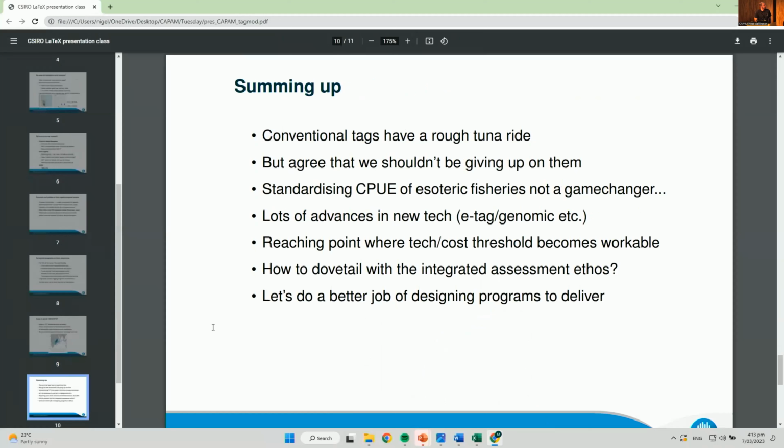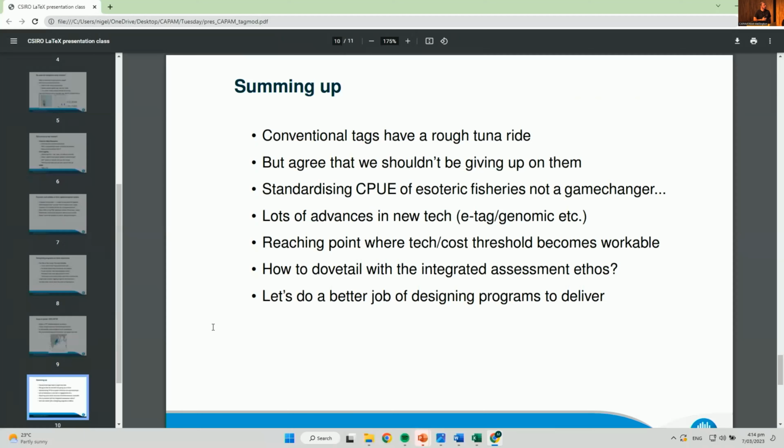So summing up, conventional tags, they've had a bit of a rough tuna ride. They showed a lot of promise, but they've also got a lot of problems. I do agree we just shouldn't be throwing them out. Standardizing the CPUE of various esoteric different fisheries is not necessarily going to be a game changer to give us abundance information that we want, I think. There's a lot of advances in new tech, whether it comes from electronic tags or genomic, that I think is going to show some real promise into the future, where some of these tech cost thresholds are going to be workable at scale on an ocean basin.